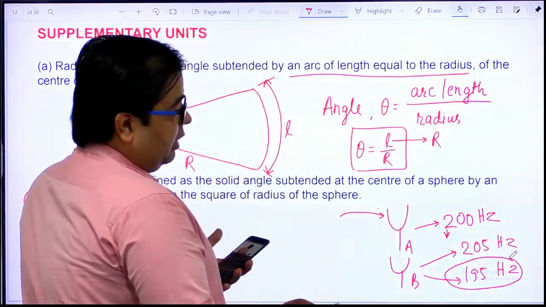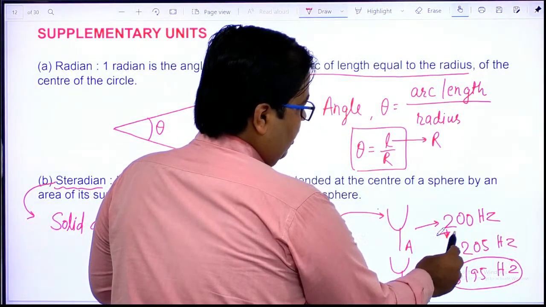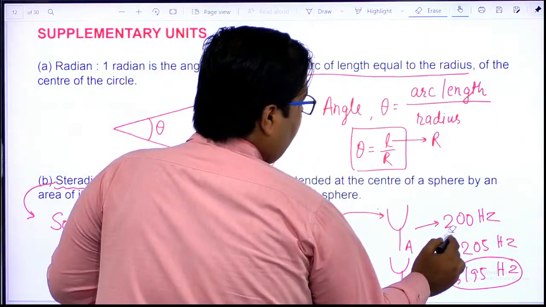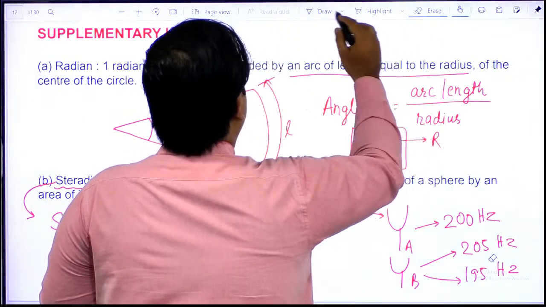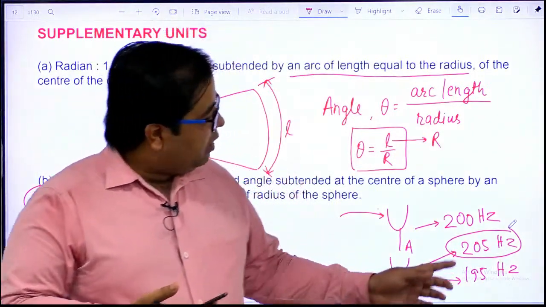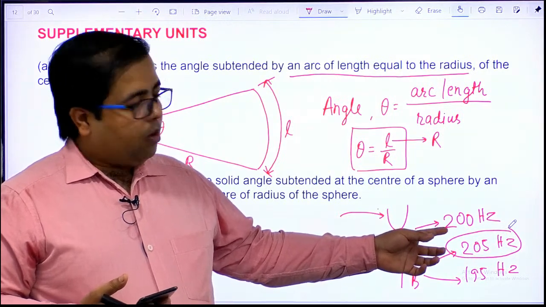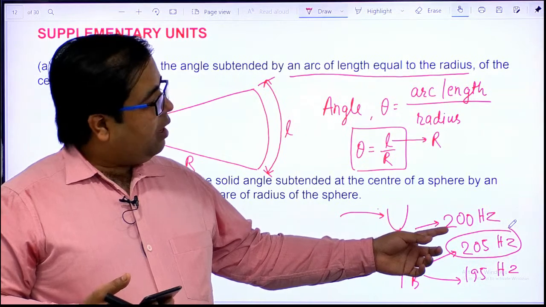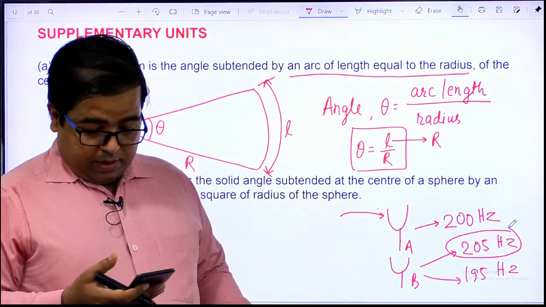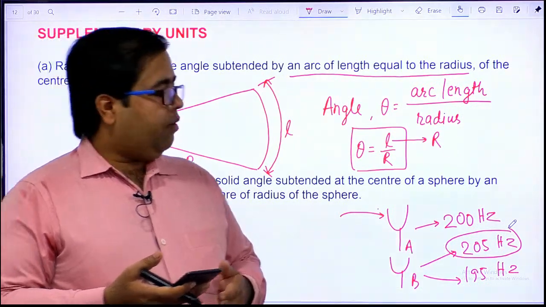But the beats are increasing, which means it's not 195. It's 205. If A decreases to 199, the beats are 6. When it becomes 198, the beats are 7. When it becomes 197, the beats are 8. That means the frequency of B is 205 hertz.